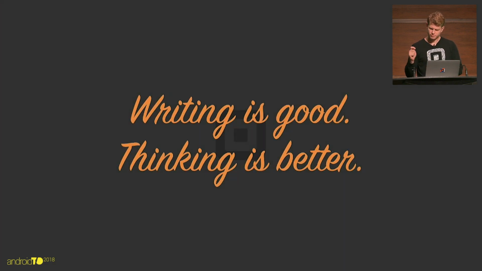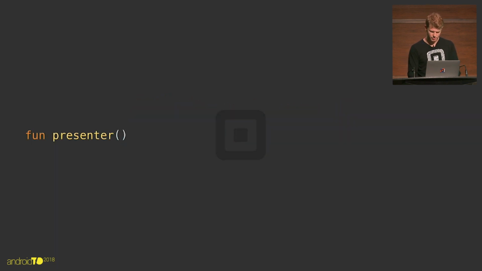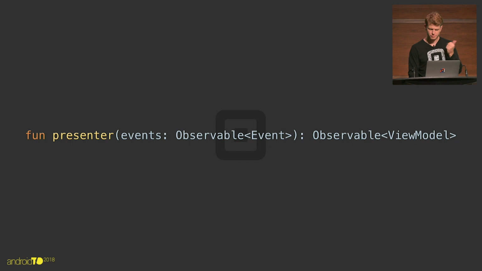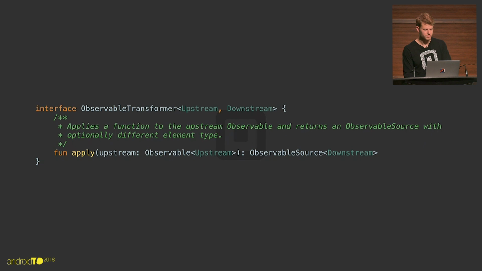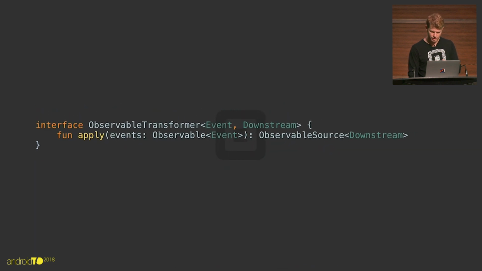But I think there is one more way to do this, which is mixing everything we saw. If we didn't think of the presenter as a class, it would be just a method to which we want to pass events and get view models from. And this method signature is actually, there is an object inside the library that does this, which is ObservableTransformer with the apply method. You give an upstream, you get the observable source for the downstream. And if we rename everything, this is exactly what we want.